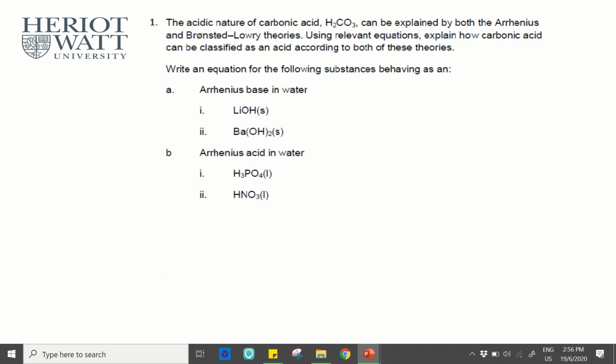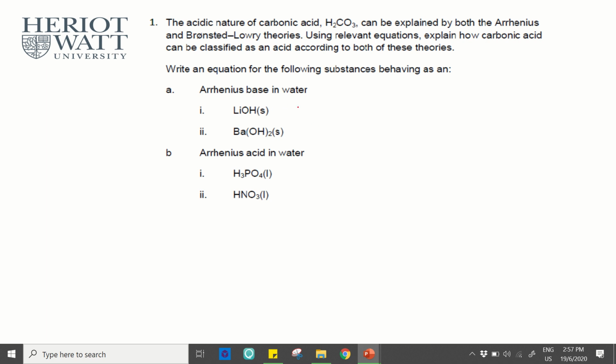Now the acidic nature of carbonic acid can be explained by both Arrhenius and Bronsted-Lowry theories. Using relevant equations, explain how carbonic acid can be classified as an acid according to both these theories. So write an equation for the following substances behaving as an Arrhenius base in water. Now what is an Arrhenius base again? An Arrhenius base is a compound that dissolves in water, producing a high concentration of OH minus, right? So you just need to write equations showing how the following compounds dissolve in water and produce hydroxide ions. It's actually quite simple here.